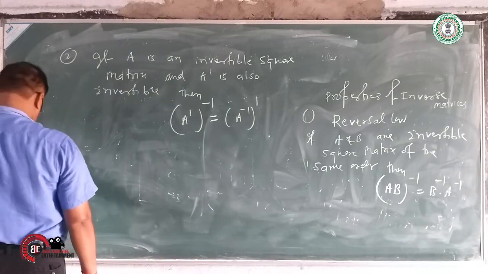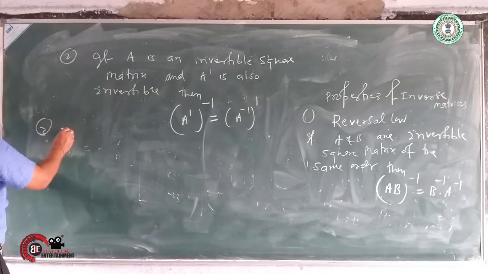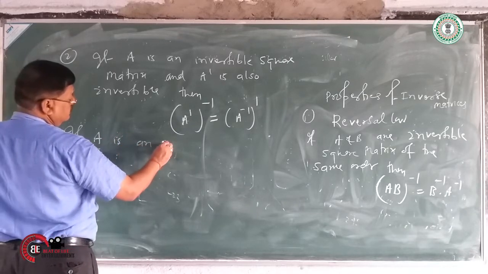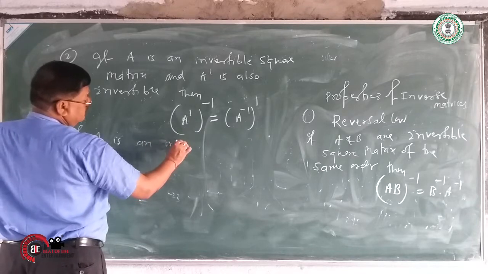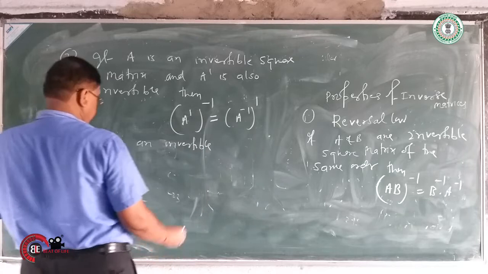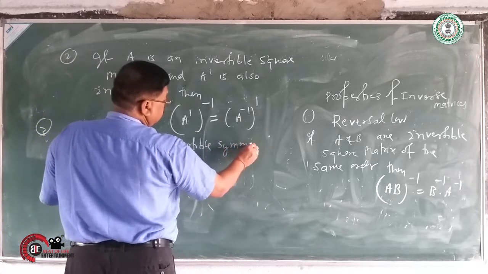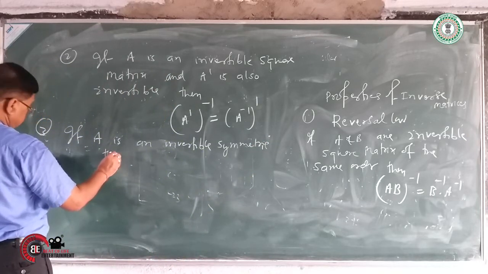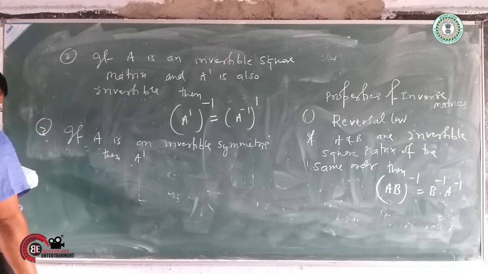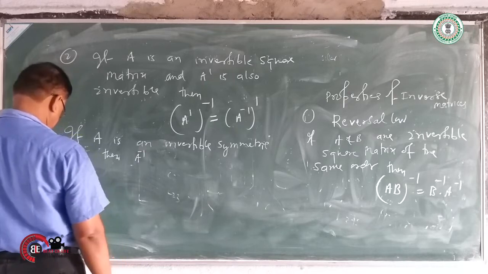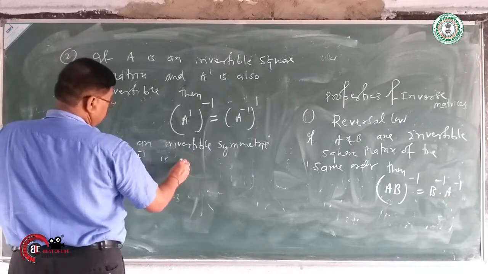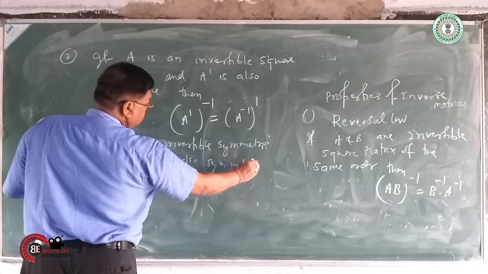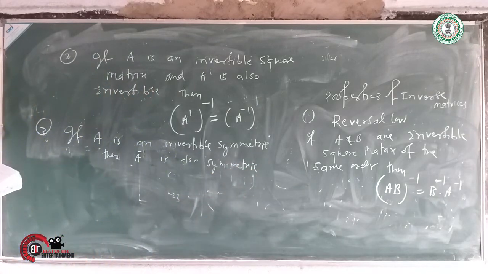Now, property third: if A is an invertible symmetric matrix, then A inverse is also symmetric. A inverse will also be symmetric.